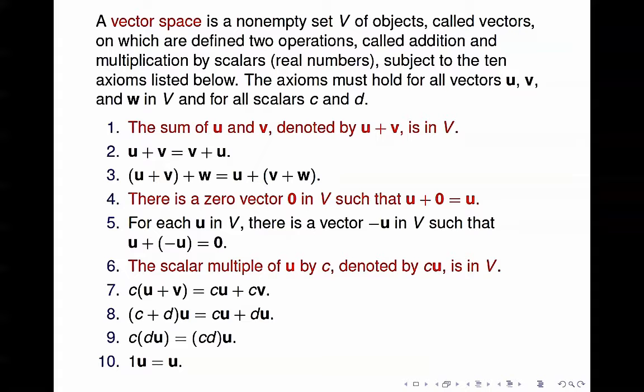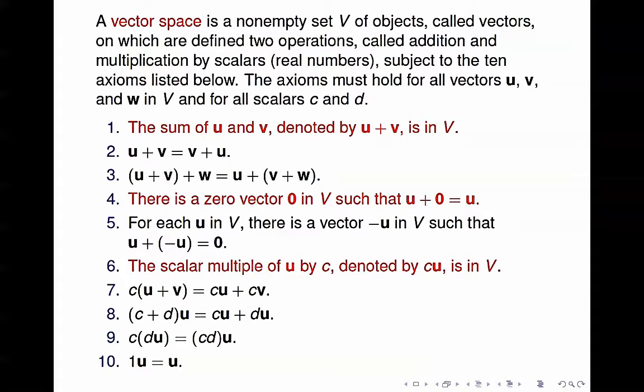So we're in an abstract sense here. We're talking about objects and operations, so don't assume that we're talking about vectors in the traditional sense, nor addition and scalar multiplication in the traditional sense. Okay, so we have this collection of objects and these two operations, and they are subject to the 10 axioms given here. And these axioms must hold for all vectors u, v, and w in the set V, and for all scalars c and d.